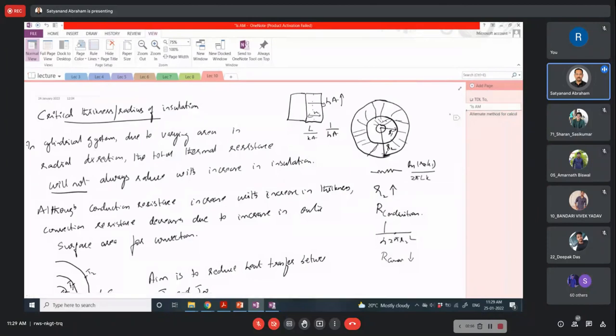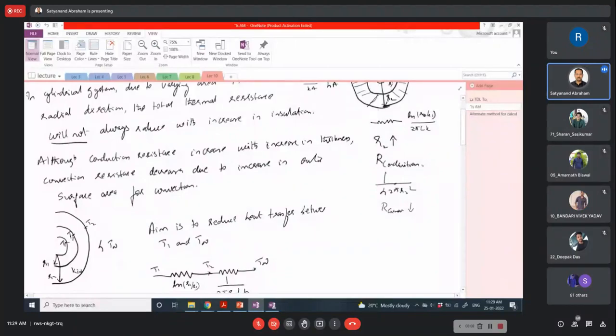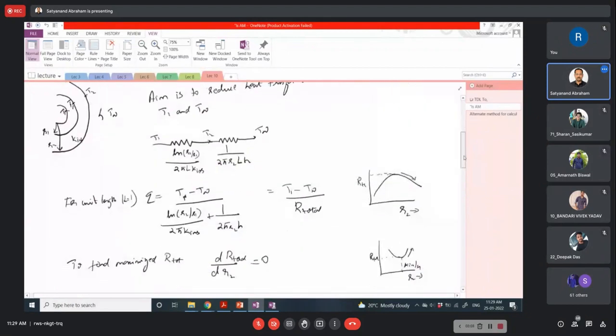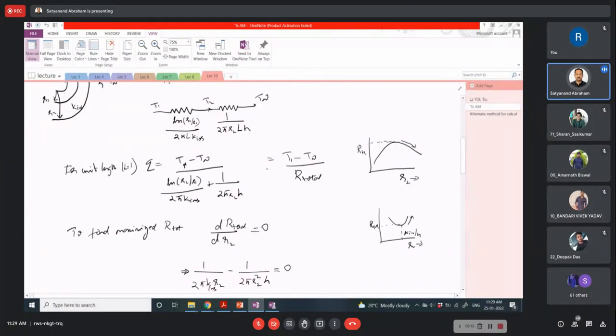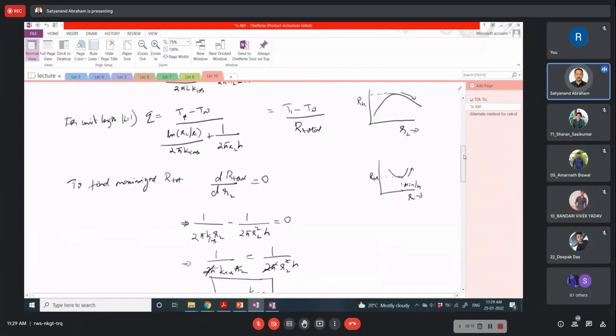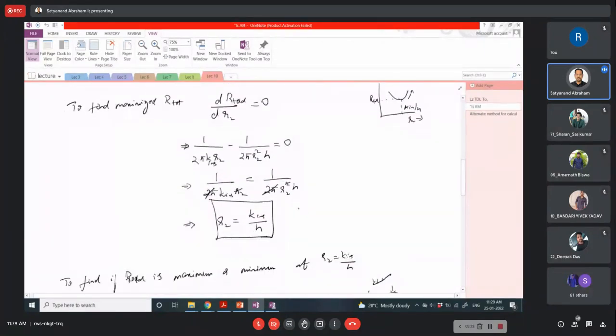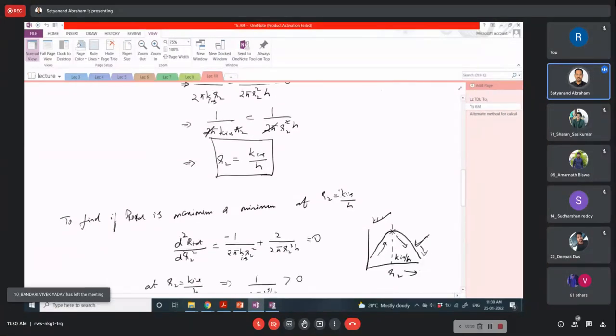Then we saw the critical thickness, because we said in a cylindrical system, if you keep adding more and more insulation, obviously the conduction resistance is increasing, but the convective resistance is decreasing. So for a unit length, we looked at the total resistance, which is a summation of convective and conduction resistance. We differentiated it once and we got a value r_c equal to k insulation by h. We saw that that is the value at which the total resistance goes to a minimum.